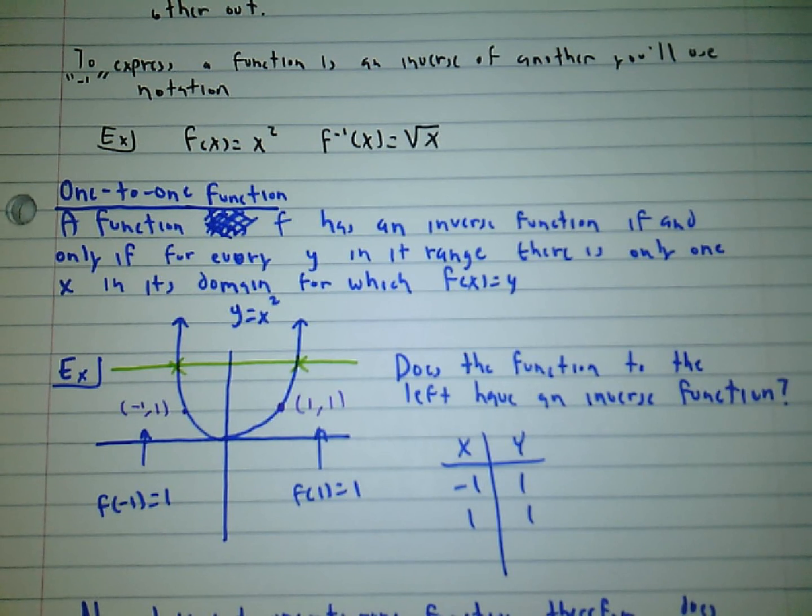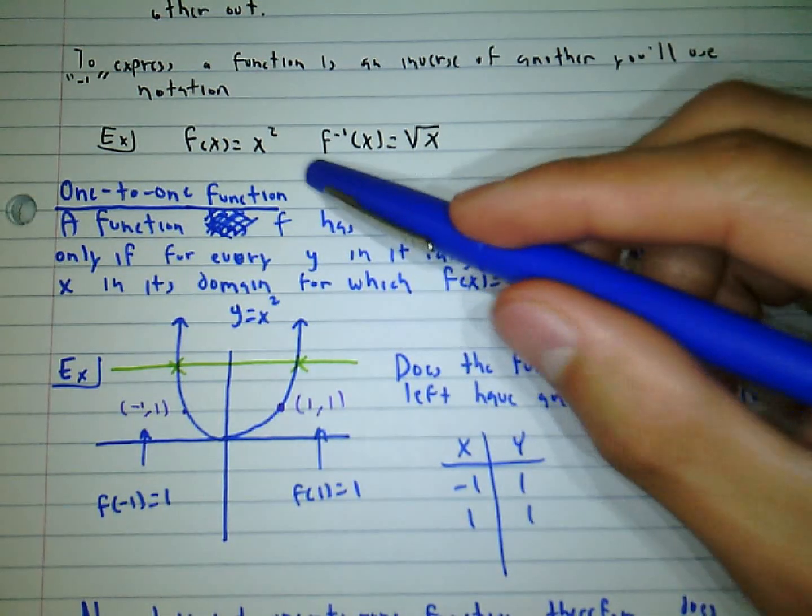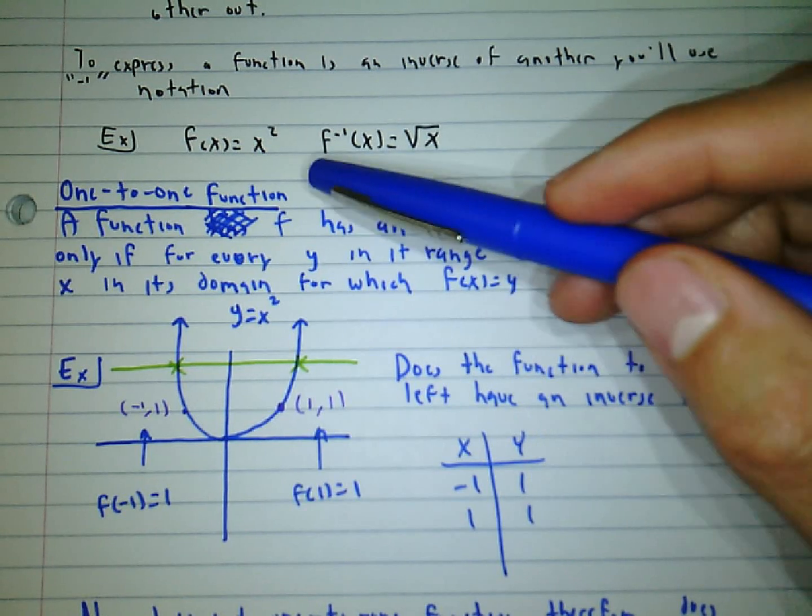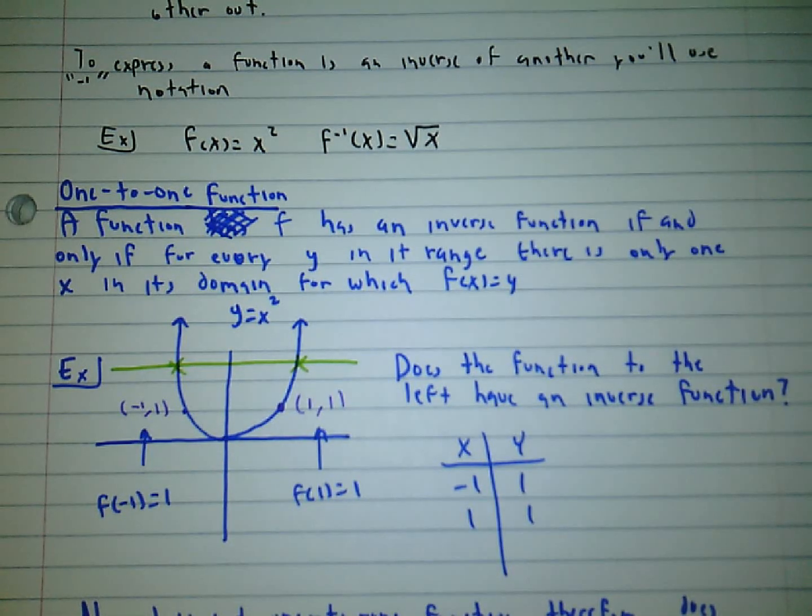Because for every x value there's not a unique y value, that's enough for us to say that this function is not one-to-one. And if that function is not one-to-one, then it's enough for us to say that it doesn't have an inverse.